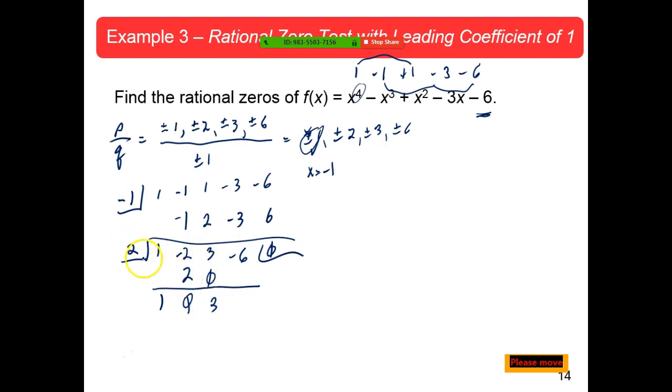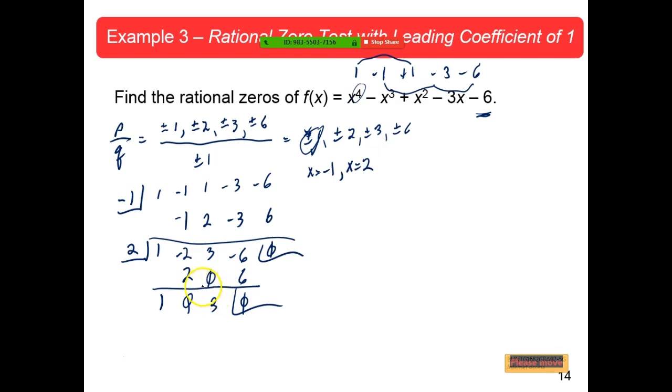Then you get 6. And then you get 0. Ding, ding, ding. We have another winner. Okay. Now, so x equals 2 is a 0 of that polynomial function.